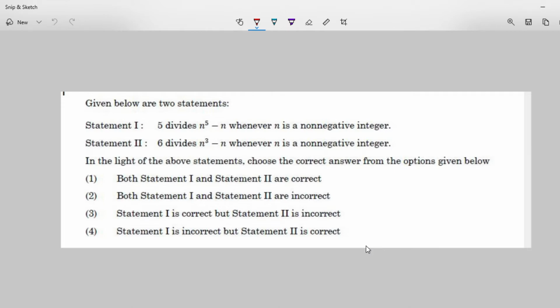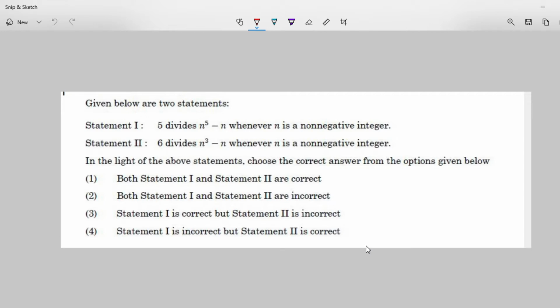Today we are going to see the questions asked in the NTA NET Computer Science 2020 session. Here the question is: given below are two statements. Statement 1: 5 divides n^5 minus n whenever n is a non-negative integer. Statement 2: 6 divides n^3 minus n whenever n is a non-negative integer. In the light of the above statements, choose the correct answer from the options given below.